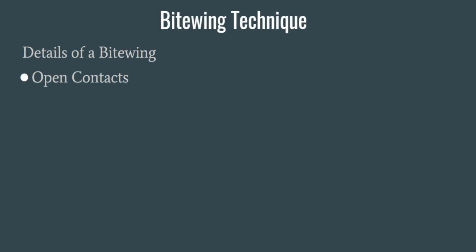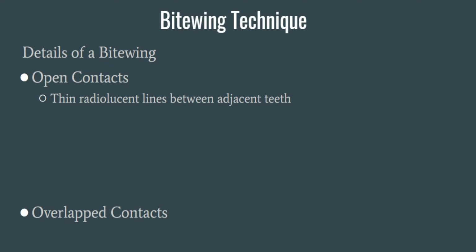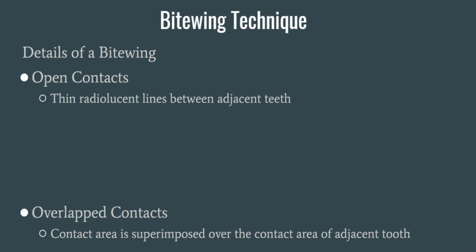Also with a bitewing, we have something that may be called an open contact. This is a thin radiolucent line between adjacent teeth, or basically it has captured the space in between the teeth. Or an overlapped contact, which is when a contact area is superimposed over the contact area of adjacent teeth. So basically you'll see a white area, a lightened area, or little radiopaque area on the adjacent tooth.